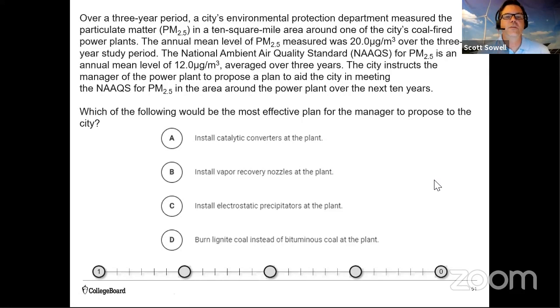It says, over a 3-year period, a city's Environmental Protection Department measured the particulate matter, PM 2.5, in a 10 square mile area around one of the city's coal-fired power plants. The annual mean level of PM 2.5 measured was 20 micrograms per cubic meter over the 3-year study period. The National Ambient Air Quality Standards for PM 2.5 is an annual mean level of 12 micrograms per cubic meter, averaged over 3 years. The city instructs the manager of the power plant to propose a plan to aid the city in meeting the NAAQS for PM 2.5 in the area around the power plant over the next 10 years. Which of the following would be the most effective plan for the manager to propose to the city?